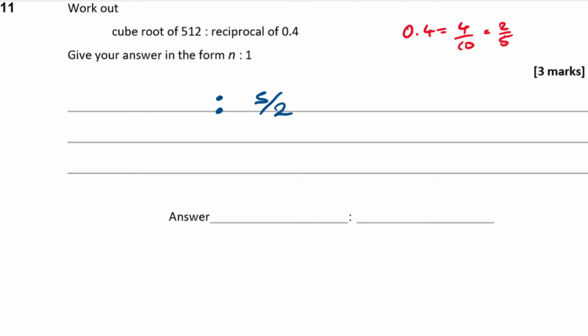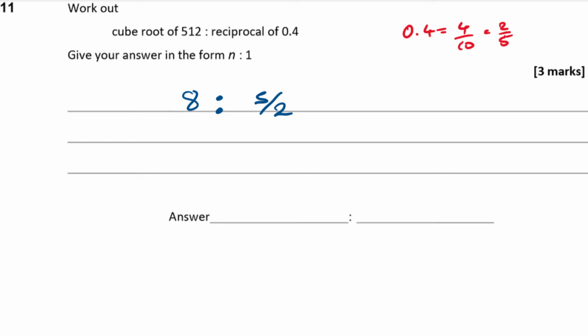Now, what's the root of 512? Sorry, cube root. So, calculator. What is the cube root of 512? It is, of course, 8. I should have known that. So we've got 8 to 5 halves. Now we need to give the answer in the form n to 1. Now we don't have n to 1 at the moment. I've got 5/2 instead of 1.